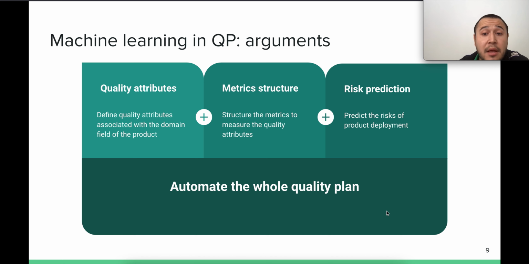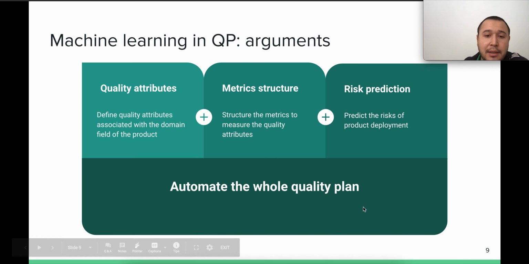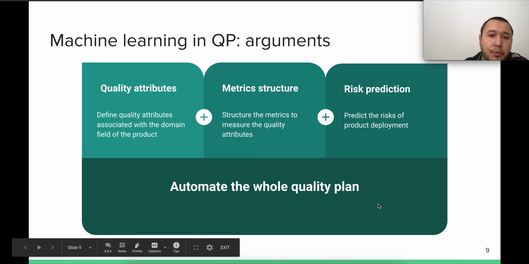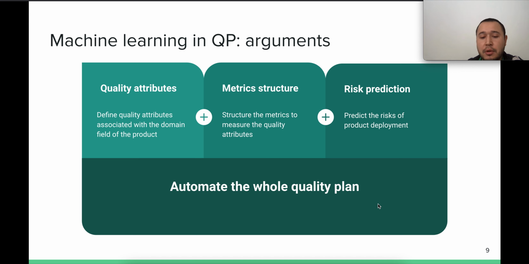Okay, so after applying these three phases, we can consider that automation of the whole quality planning is partly implemented. Of course, there are other parts, but still, after applying these three phases, we can think that we have automated most of the quality plan job.